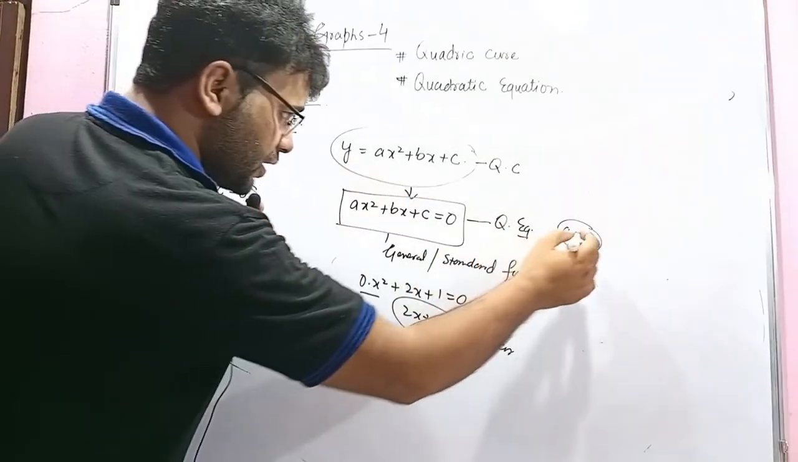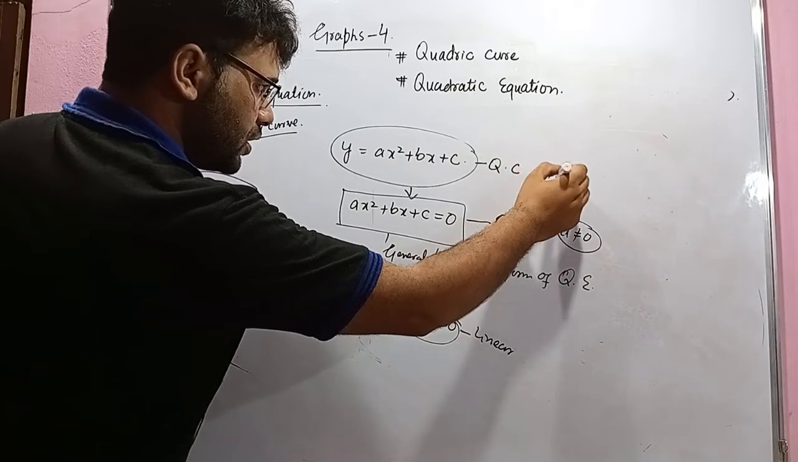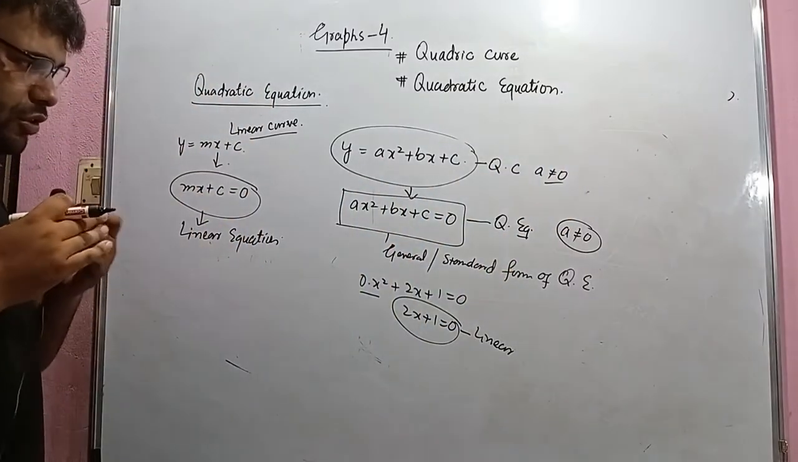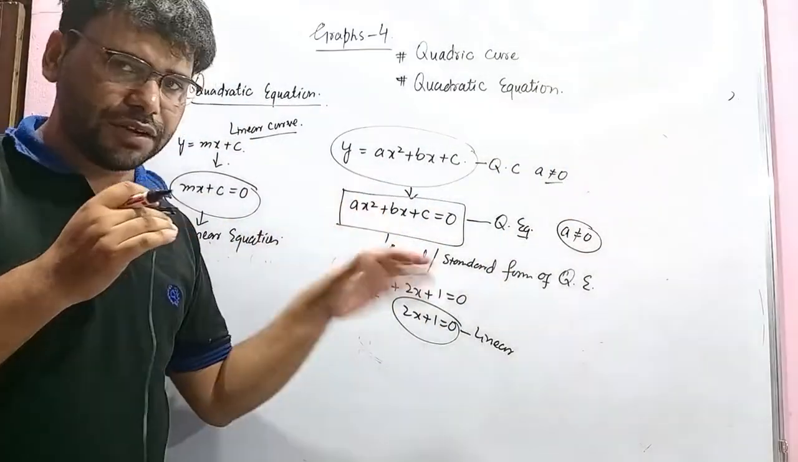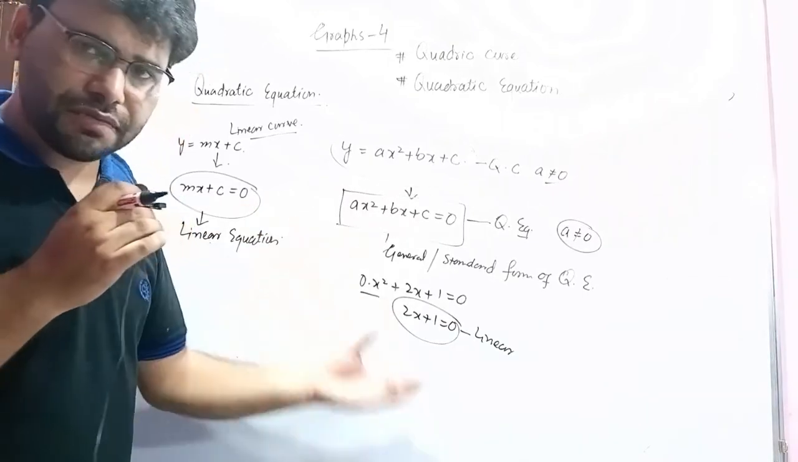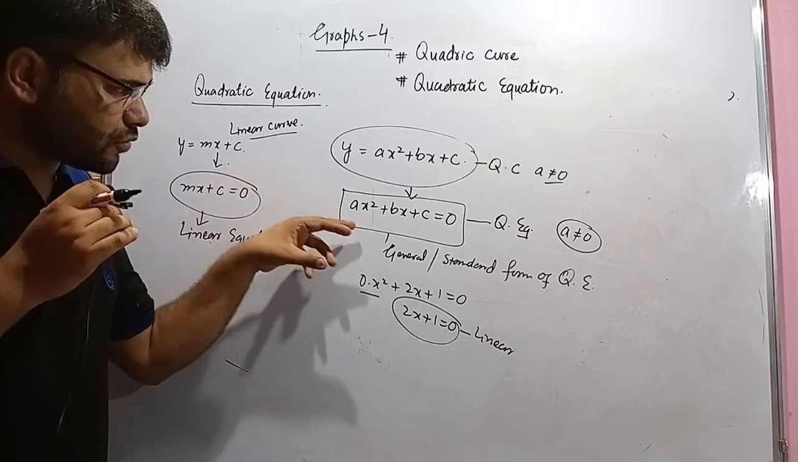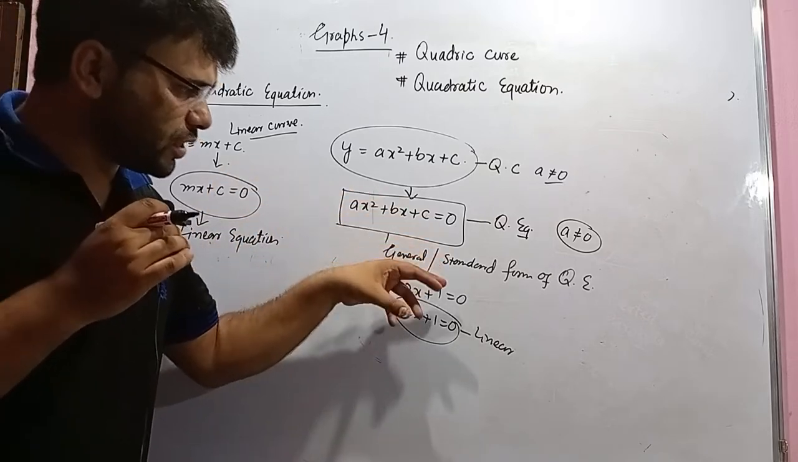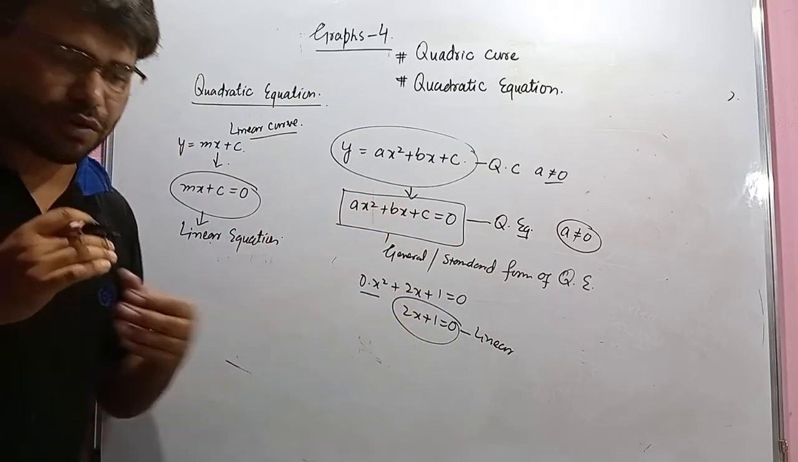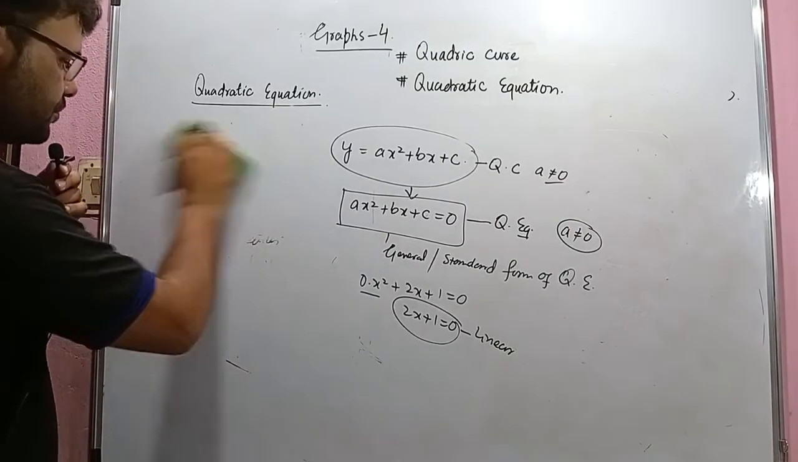So we should write a should not be equal to 0, and also in the quadratic curve a should not be equal to 0. A should not be equal to 0 because its degree will decrease by 1, so it will not be the quadratic equation. Now here you should understand what I am saying. Ax square plus bx plus c is equal to 0. This is the general and standard form of the quadratic equation. Now we will give some examples on the quadratic equation.